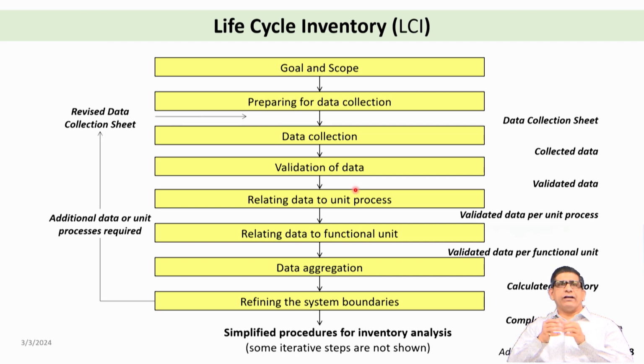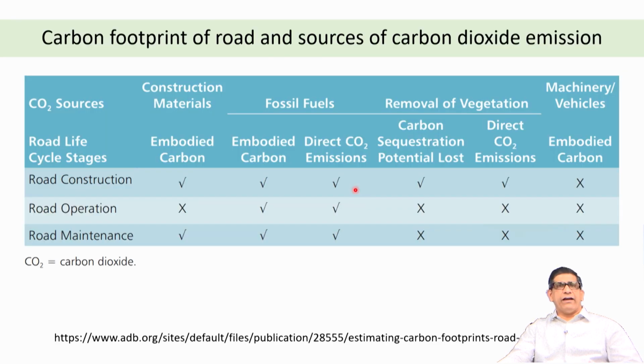Then get all the data collected, and if the data is not available, you may have to refine the system boundary. This is the simplified way we go about making our inventory analysis. So, once we have this inventory analysis, we looked at different stages of the emissions. So, this is the carbon footprint of road and sources of carbon dioxide emissions.